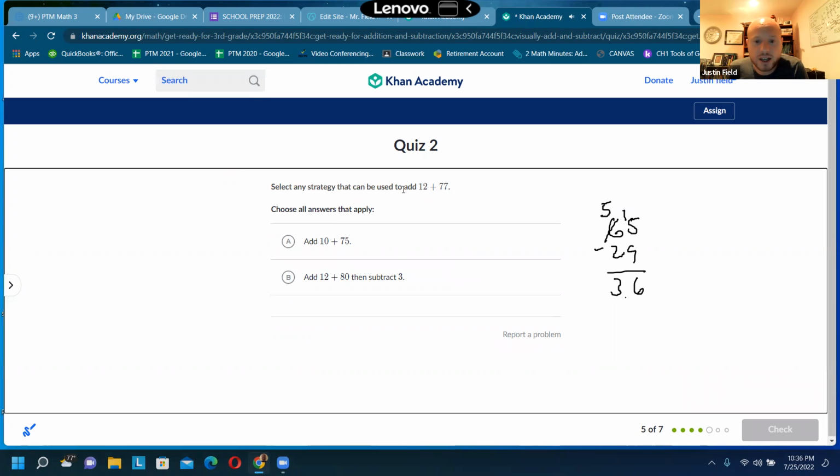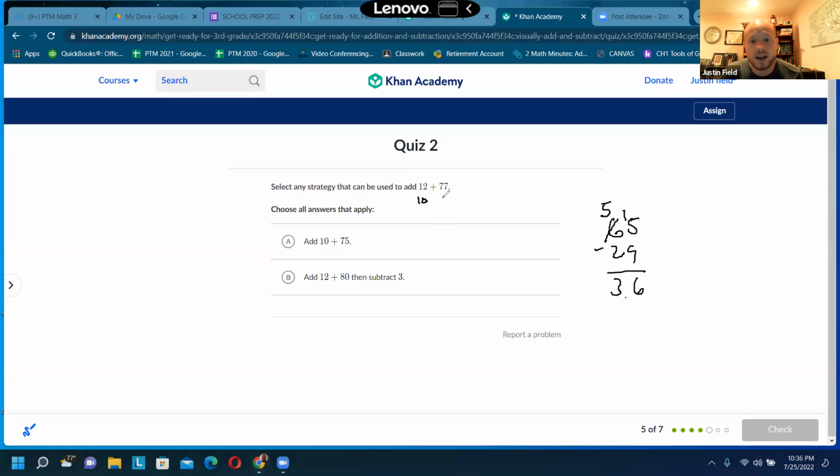Select a strategy that can be used to add 12 and 77. So you could make that 12 in your head, think about it like a 10, and then that would be 79. So you take away the 2 from the one and add it to the other, then it's 89.